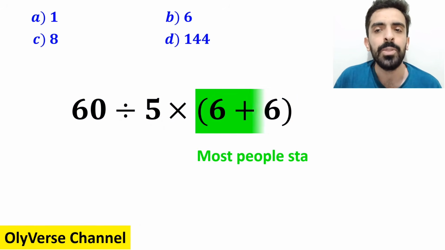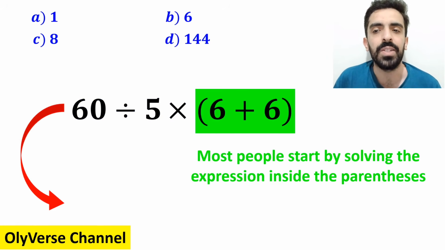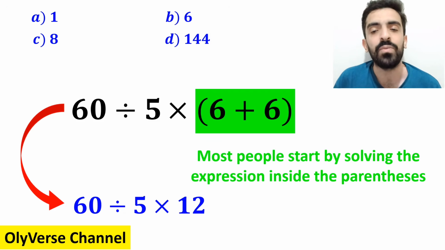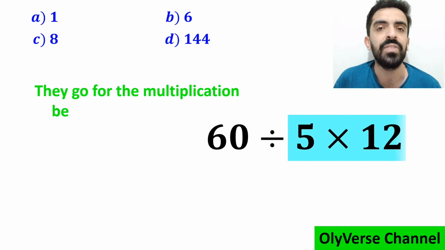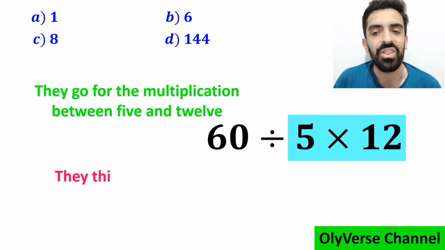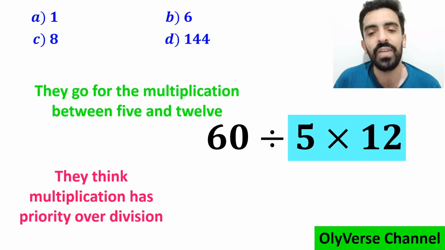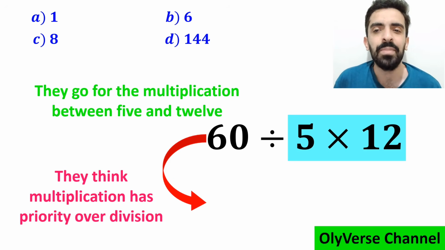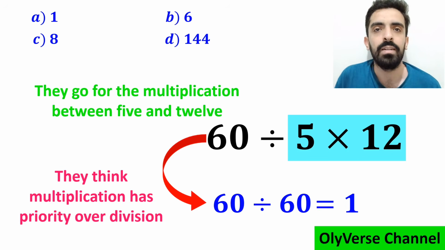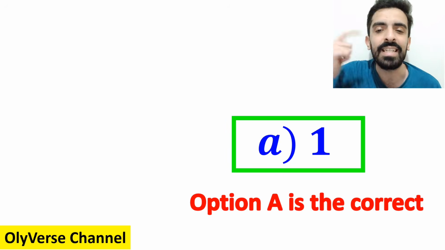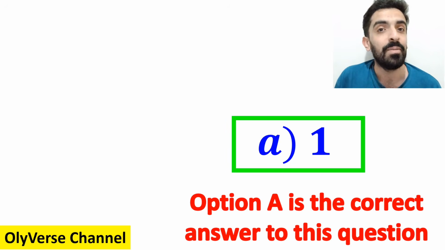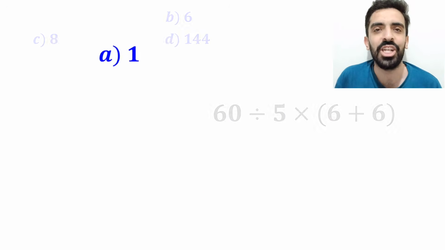In the first step, most people start by solving the expression inside the parentheses and replace it with 60 divided by 5 multiplied by 12. In the next step, they go for the multiplication between 5 and 12 because they think multiplication has priority over division. So, this equation simplifies to 60 divided by 60, which finally gives them the answer 1. And immediately, they quickly say that option A is the correct answer to this question. But I have to say we were tricked and it's not the correct answer to this question.